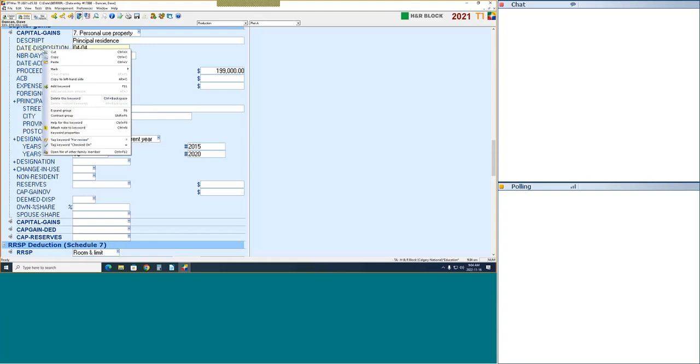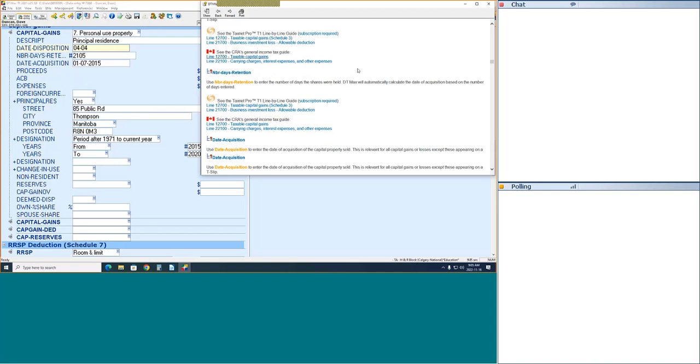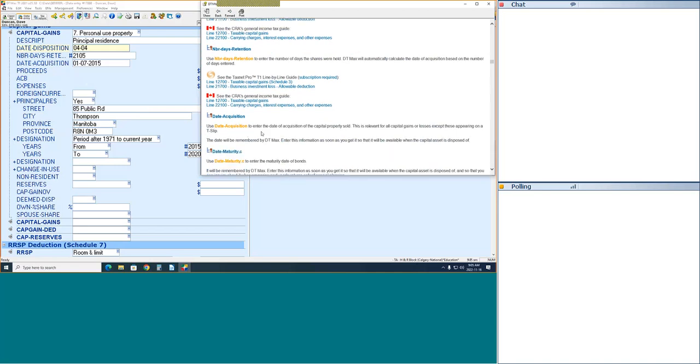And then if I right click on it and I choose help, or Control F8 if you like keyboard shortcuts, you can then get more information in the help field that tells you the date of acquisition. Enter the date of acquisition of the property that was sold, so that is the day you purchased it, and it'll tell you why you need it and how to deal with it.